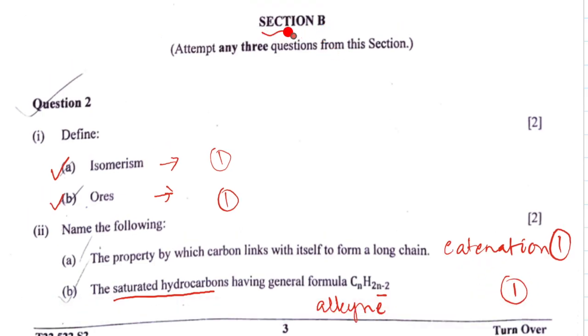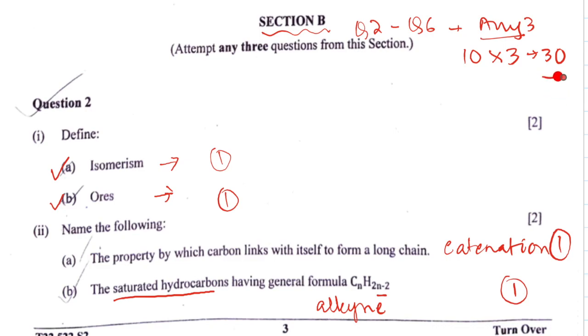Now as you know, your section B is made of question 2 up to question 6, and you have to choose any 3 questions. Each question will be for 10 marks. So you write 3 questions that should give you 30 marks. Okay. So these 30 marks, along with the 10 marks of section A, should give you your 40 marks.